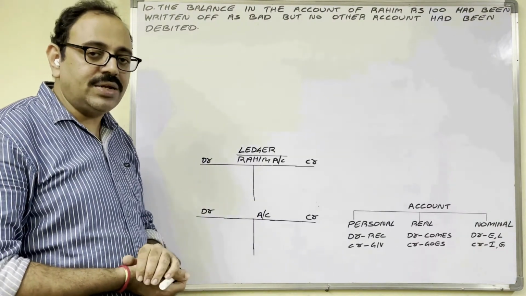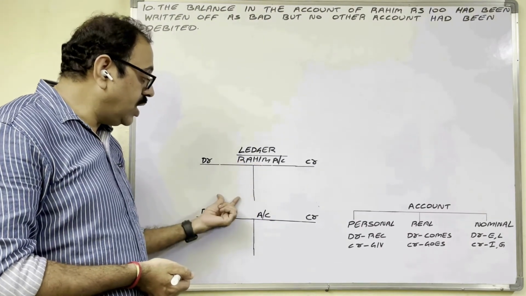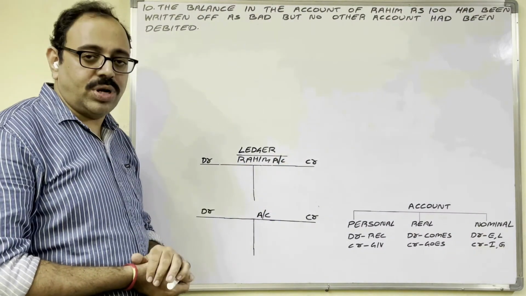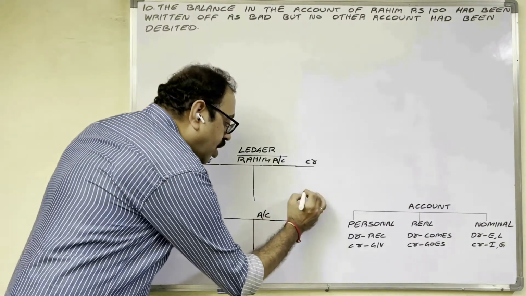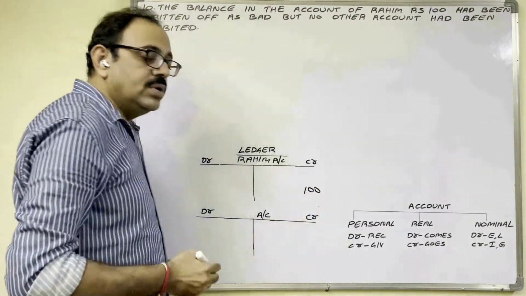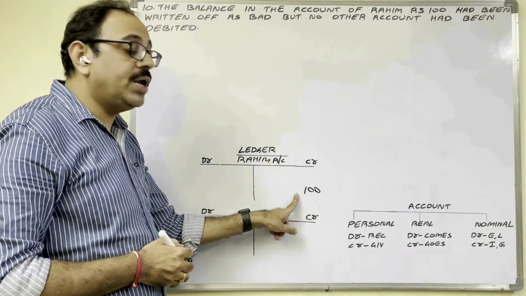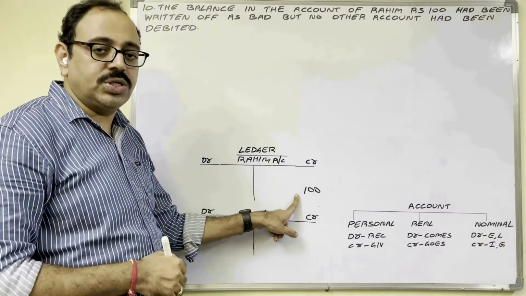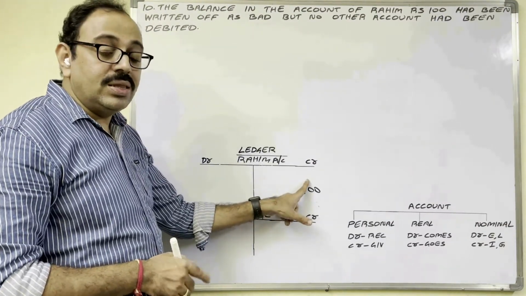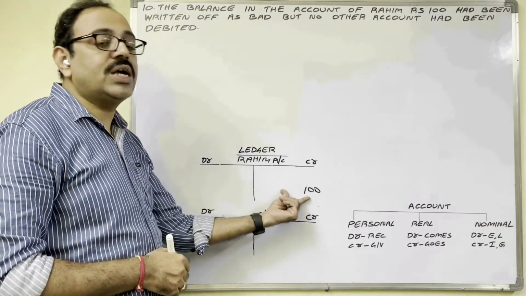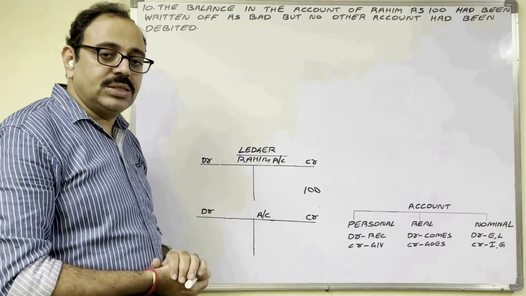So we should understand that in Rahim's account, the debit side total is more than the credit side total. Therefore, balance carried down appears on the credit side. So don't think that because balance carried down is coming on the credit side, this is a credit balance. No. The debit total is more than the credit total. That is why the credit side balance carried down is coming. So this balance is known as a debit balance.